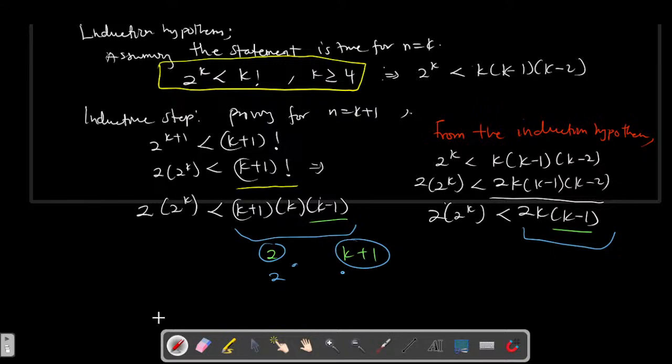Therefore, I can confidently say that (k plus 1) multiplying (k minus 1) is bigger than 2k multiplying (k minus 1). As simple as that. Then if this is bigger than this, obviously this one will be less than this, because 2 multiplying 2 to the power k from our induction hypothesis is less than this expression. If you realize that this one is bigger than this, then it means 2 multiplying 2 to the power k will indeed be smaller than this. And that is how you prove inequalities.